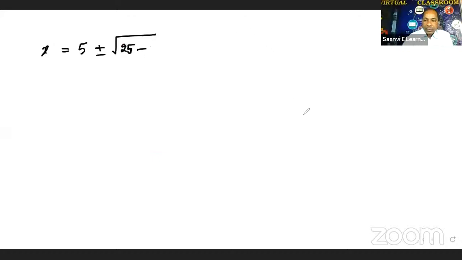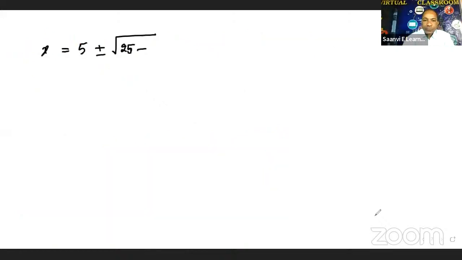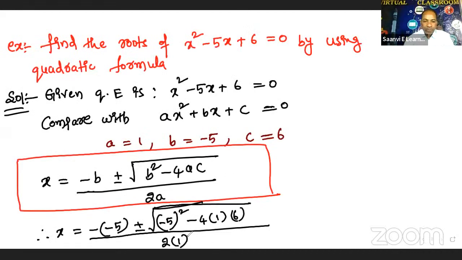Minus. Next, what we have? Minus 5 whole square value, plus 25. Minus this, multiply here 4 into 1. 4 1s are 4, 4 6s are 24. Next down, what we have? 2 into 1, 2 1s are 2. Down we get 2.